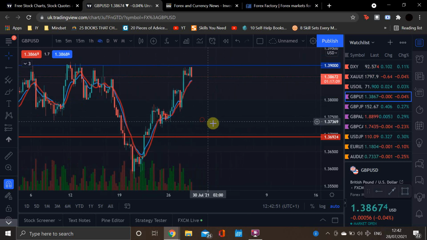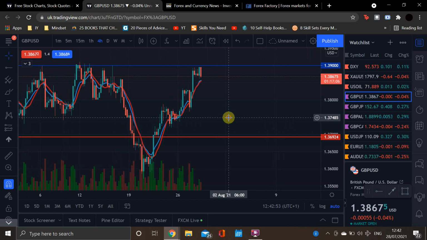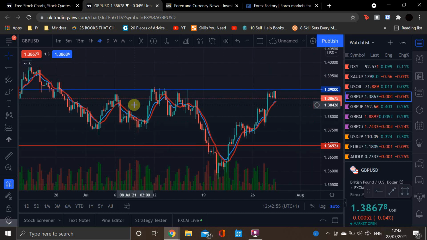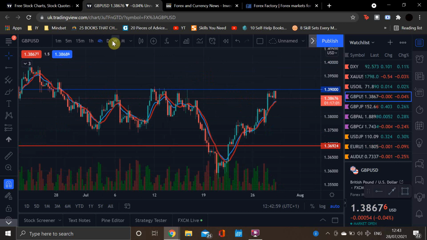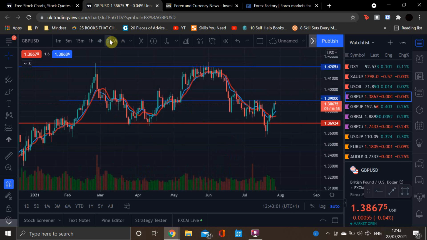I don't see any patterns. All I just see is a typical kind of resistance. So it's climbing up a little bit.